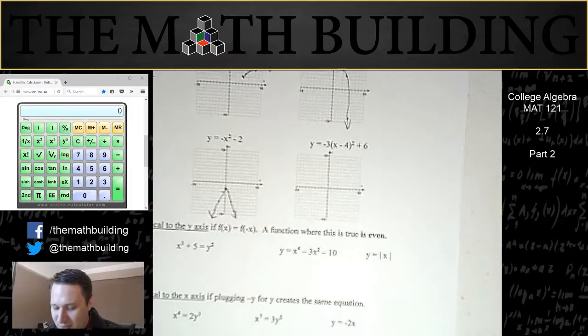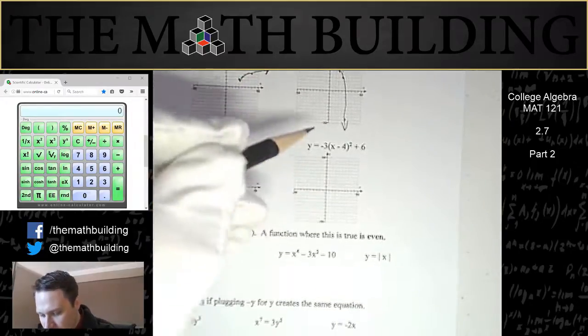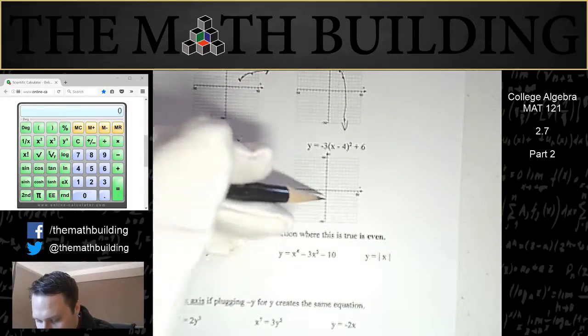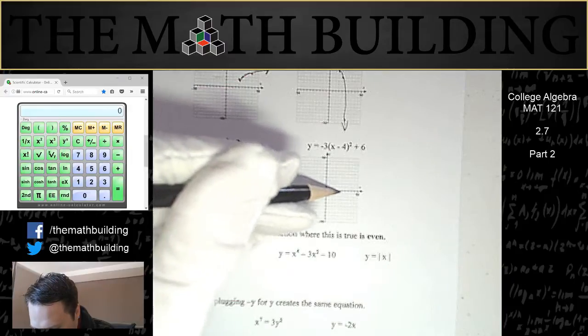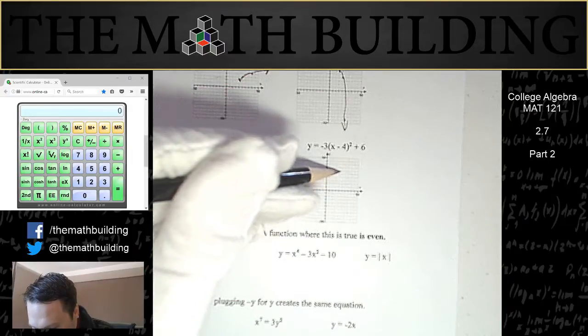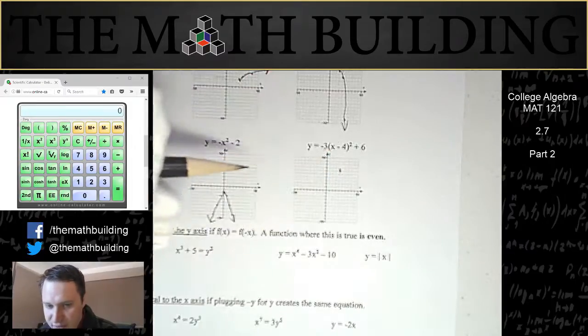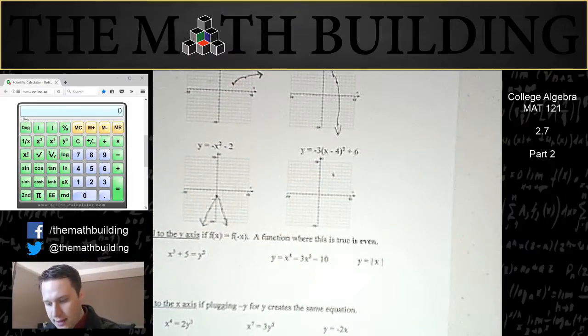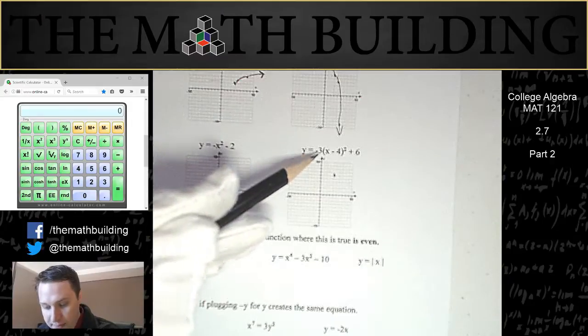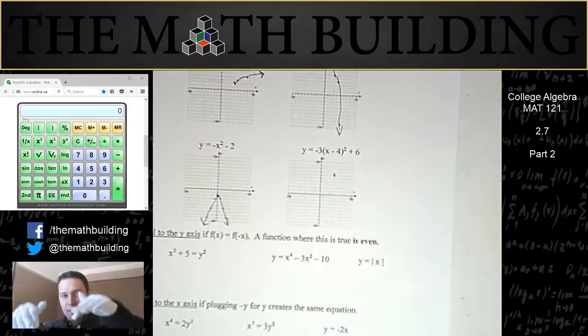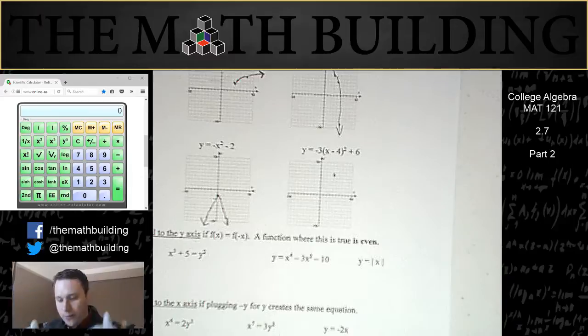Okie dokie, hopefully you paused the video and got the right answer. So here we go. It's +4, +6. So 1, 2, 3, 4, 1, 2, 3, 4, 5, 6. There's our vertex. Remember, we flip the sign when we're moving left and right. Then we're opening down, and it's multiplied by 3. So that's going to make it open down and get very narrow.